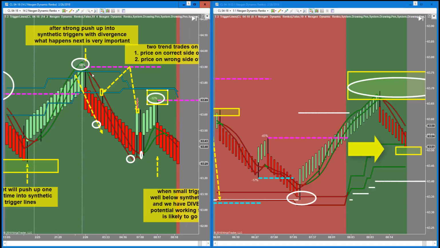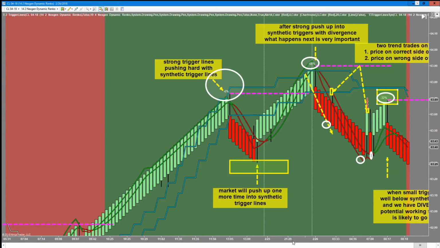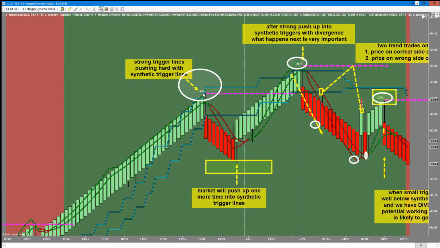So again, it's imperative to, number one, pay attention to your 14-2 chart, obviously. And again, the rules are the same regardless of the time frame chart you trade.